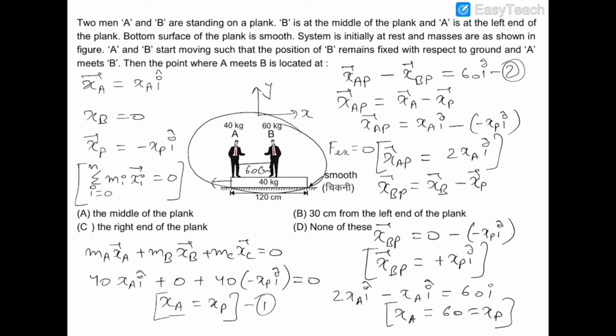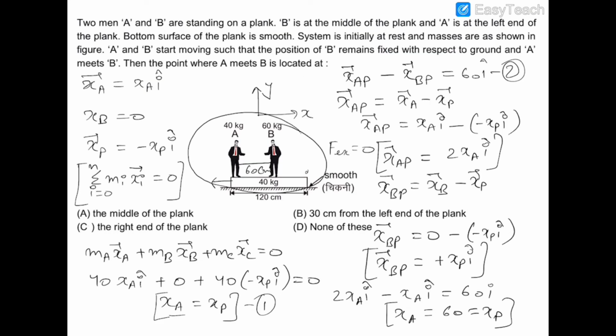So if this man A is moving in the forward direction by a distance of 60, and plank is moving in the backward direction by a displacement of 60, then we can say that the final displacement of A with respect to plank will be XA minus XP in vector form, and as they both are in opposite directions, XAP will be equal to 2XA, which is equal to 120 centimeters, which means to meet B, A will travel a distance of 120 centimeters with respect to plank, and therefore A will meet B on the other end of the plank, this end. So the correct answer for the point where A and B will meet will be C, which is the right end of the plank.